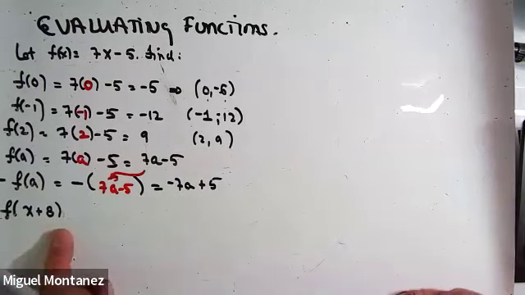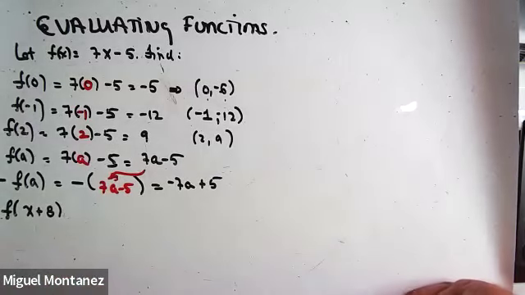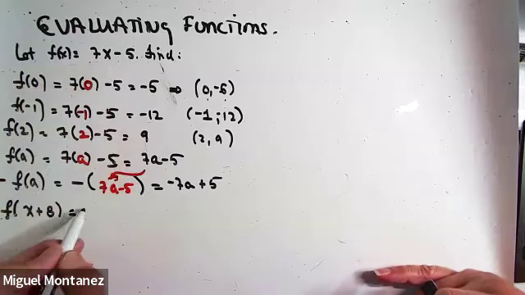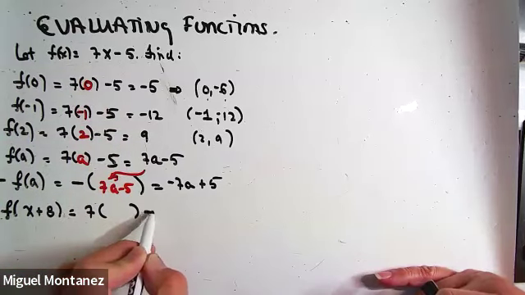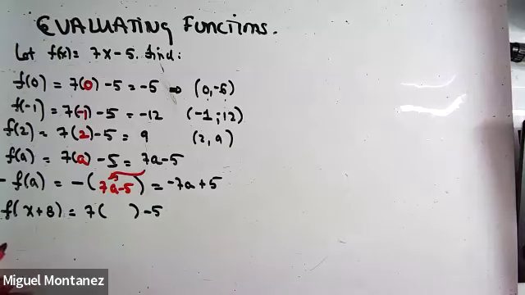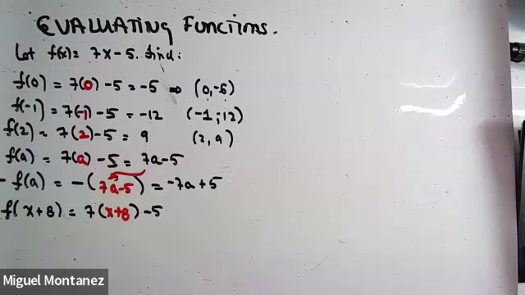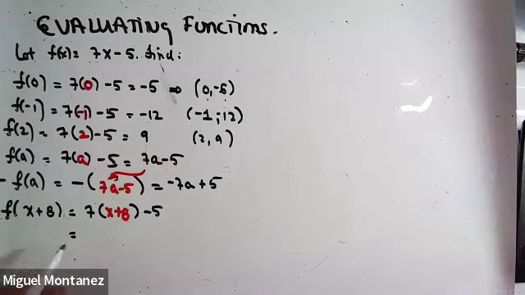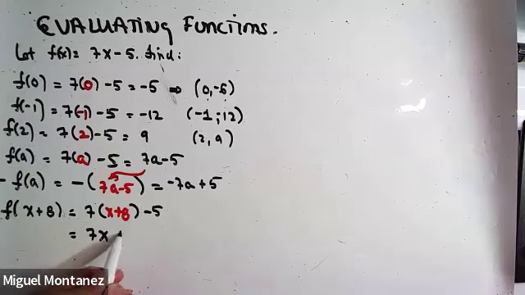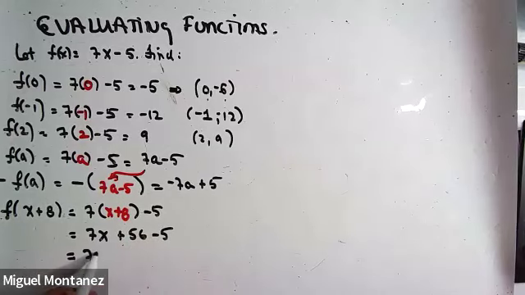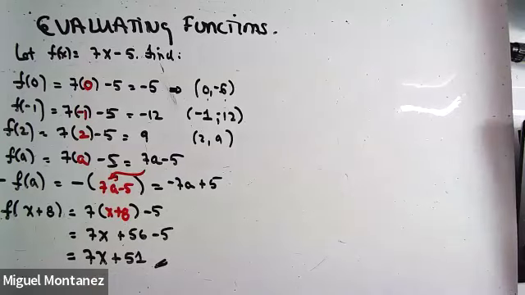And when we have f of x plus 8, nothing different, the same thing. The function is 7 times the input minus 5. So we input now x plus 8, and proceed accordingly. 7 times x, 7x, 7 times 8, 56, minus 5, the final answer will be 7x plus 51, and we leave it there.